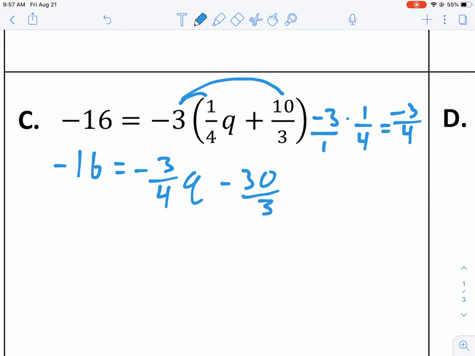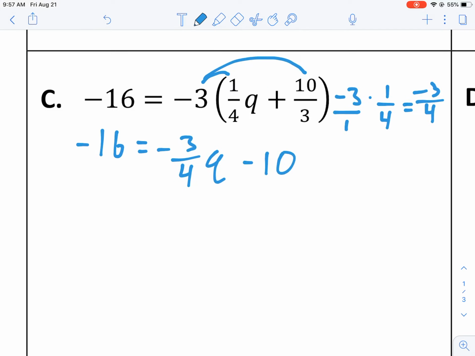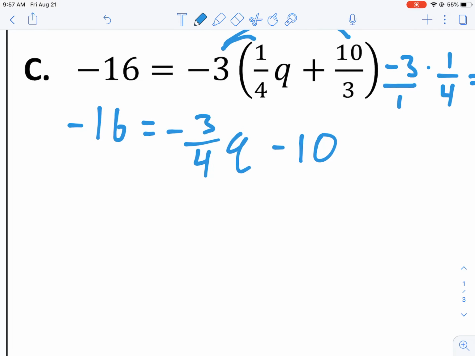All right. Now, what do we notice here? We can simplify, all right? That's good. That makes this problem way easier. So anytime you can simplify a number, go ahead and do that. So what is 30 divided by 3? Well, 30 divided by 3 is 10. So we can just make this minus 10, all right? And now we can go ahead and start solving. We're not going to have to worry about finding a common denominator or anything like that. So we want to get this q by itself. So we're going to add 10 on both sides.